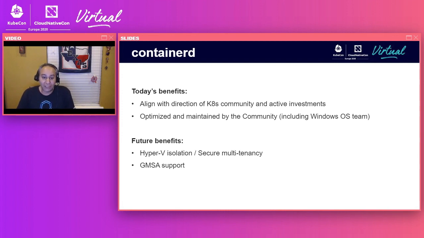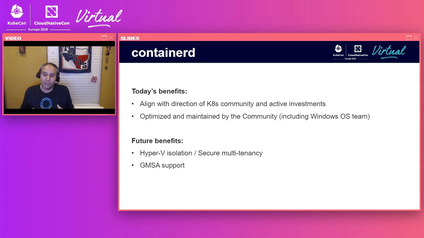It's optimized and maintained by our community. That includes SIG-Windows, includes the Windows operating system team. You can see a huge consortium of contributors that are trying to get Containerd to work better. What are some of the benefits of that work? Number one is it's going to enable Hyper-V isolated containers to run on Kubernetes. That means that you're going to be able to have a secure multi-tenant boundary across Windows containers on Kubernetes.